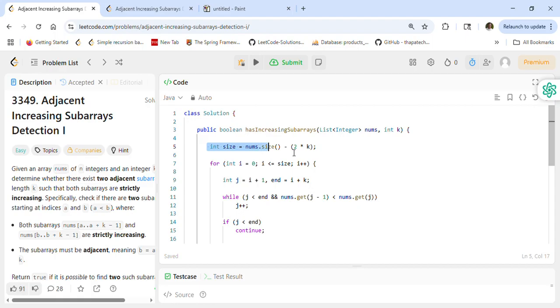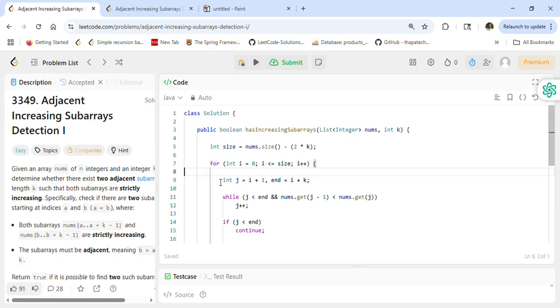As I explained, we'll take one size. Size is nums.size minus 2 multiplied by k. Why 2 multiplied by k? I already explained, because we are taking a chunk of that array which is 2 multiplied by k. That's why we should only go until that point, right? So in this for loop, you will go from 0, but you will only go until i is less than or equal to this size, because we are taking a chunk of 2 multiplied by k, correct? I explained that just now.